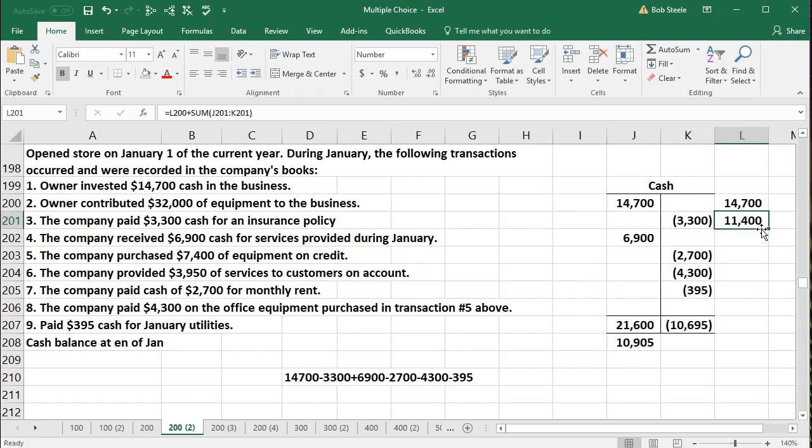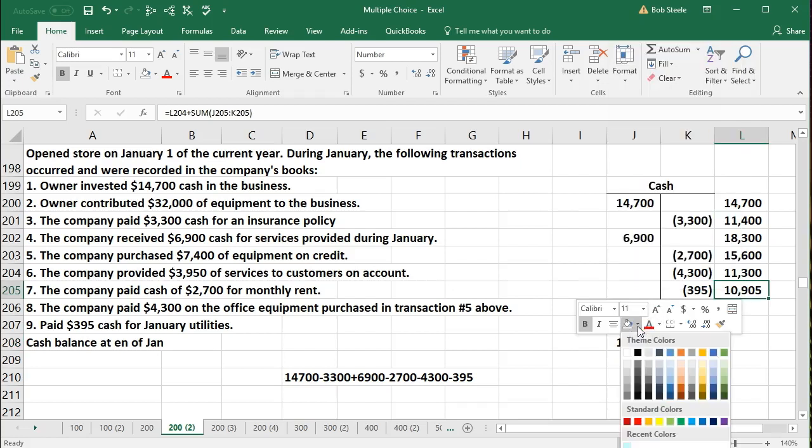So it's 14,700 minus the 3,300 gives us 11,400. If we take that plus the 6,900 gives us 18,300, minus the 2,700 is 15,600, minus the 4,300 gives us 11,300, minus the 395 gives us 10,905. That then matching what we got in this format as well.